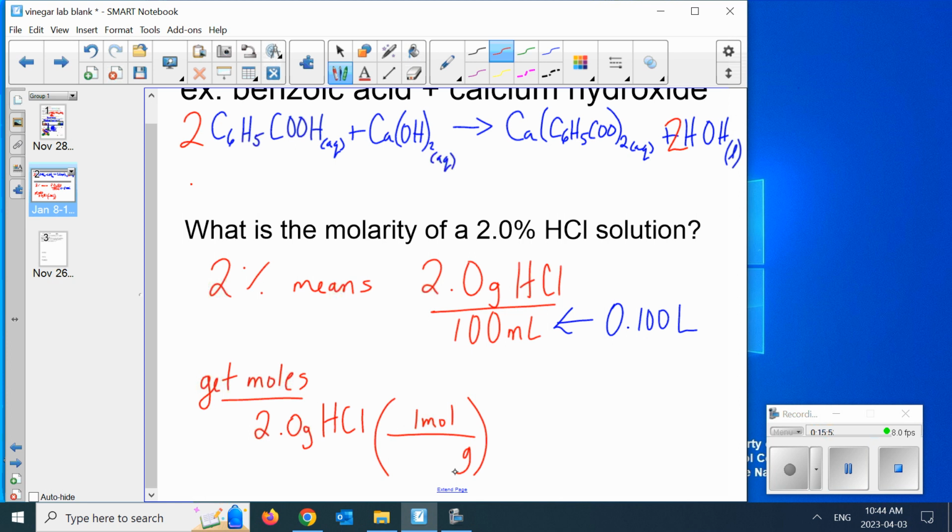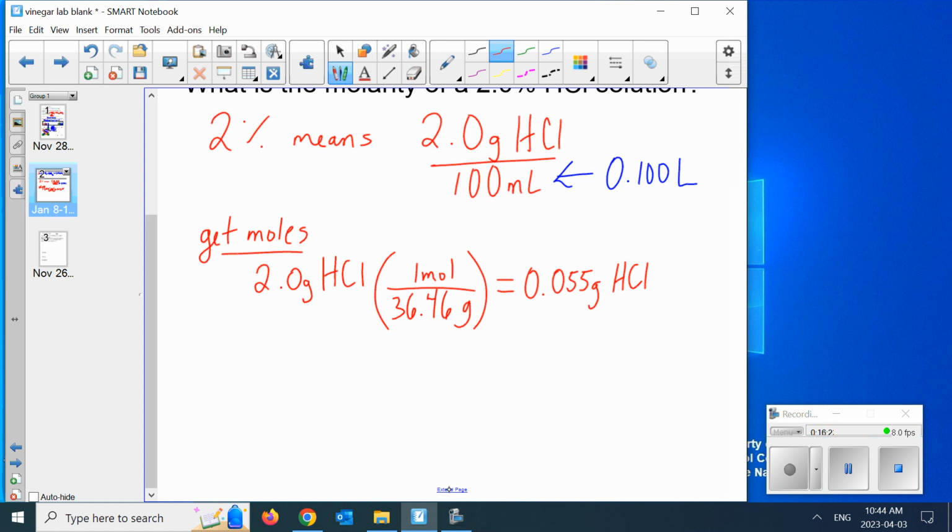Now let's see. 1.01, Cl, 35.45, 35.46. Or did I say 30 plus 1.0? 36, of course. When I calculate that, 2 times 1 divided by 36, 0.05 moles of HCl. That's the moles. And I wrote down grams. Stupid, thank you. So now my concentration.